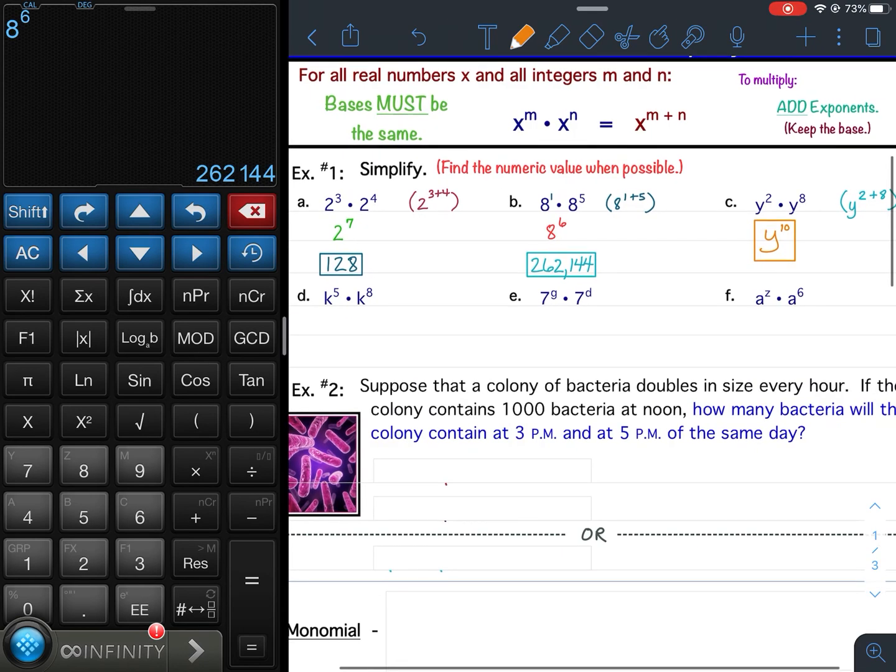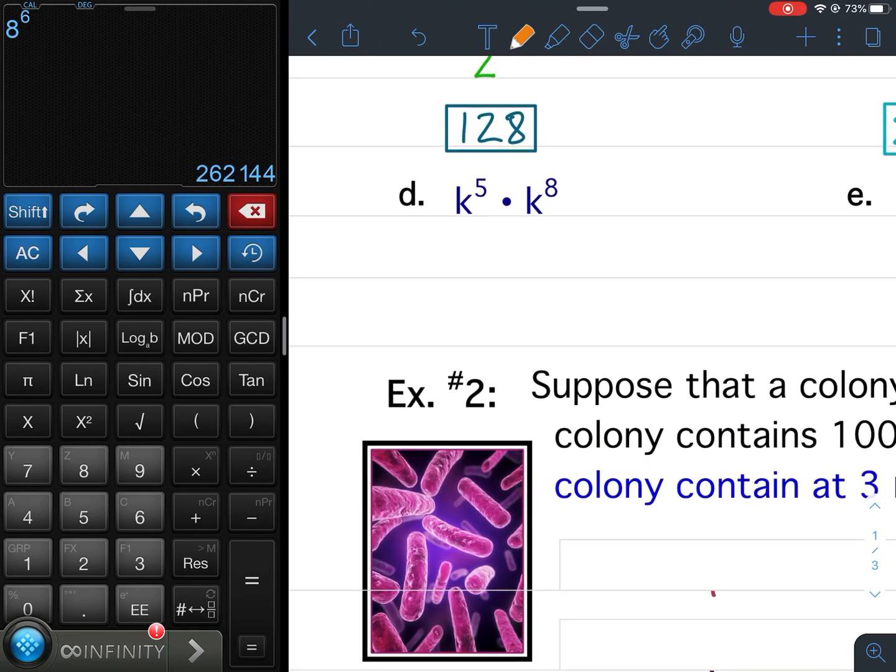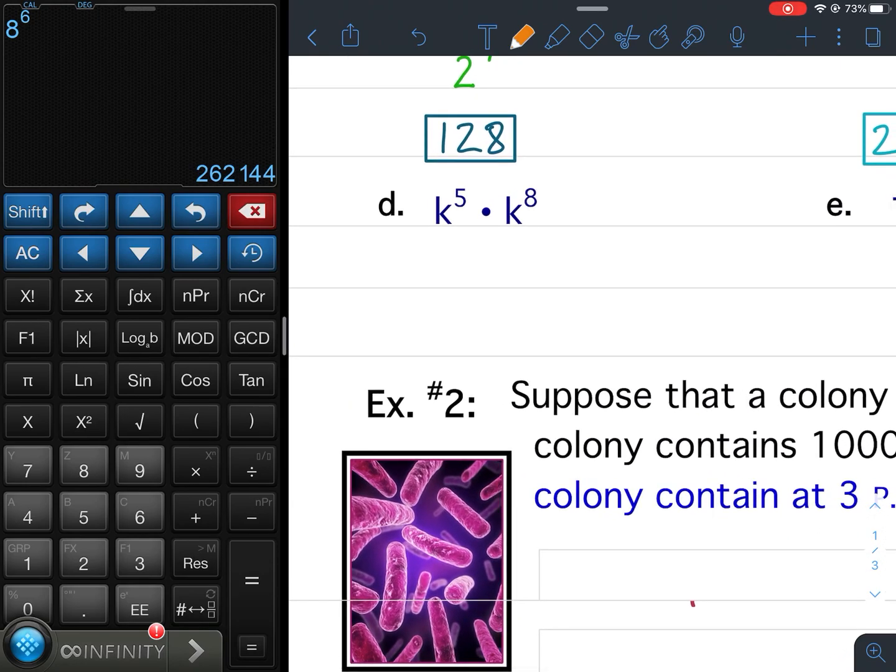Any questions so far? Don't be afraid to send me a message and let me know. All right, let's go to D. So for D, off to the side again, we're going to put the k to the 5 plus 8. 5 plus 8 is 13. So this would be k to the 13th power. Once again, our base is a variable, so we are done. Our answer is k to the 13th.